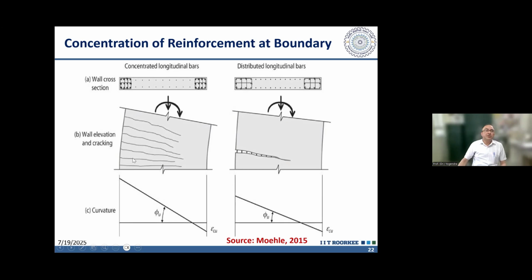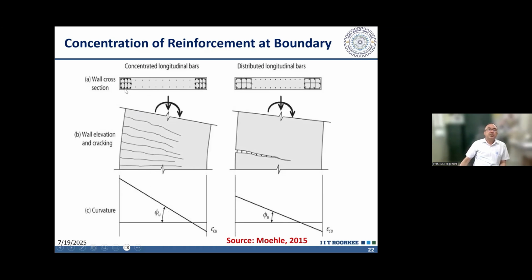And for these cracks to be distributed, there has to be a minimum longitudinal reinforcement provided here. So in the boundary element, the minimum reinforcement, similar to what we expect in case of columns, is 0.8%. So near the boundaries, a concentration of reinforcement, minimum 0.8%, is required from the ductility point of view. Otherwise, the ultimate curvature which we are getting will be much less.